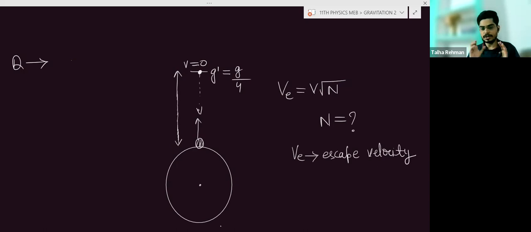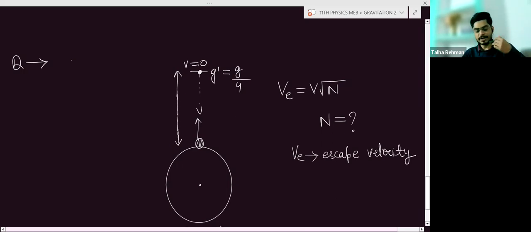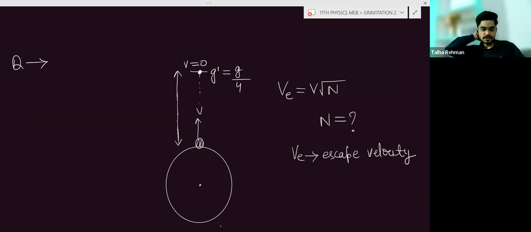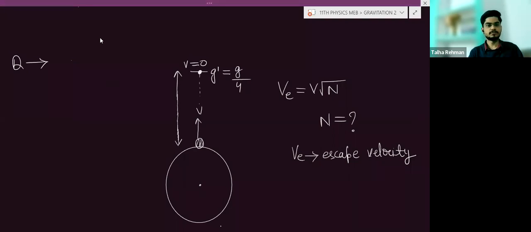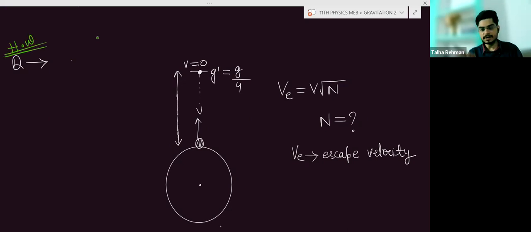So you have to think about it, then you can solve this question. And I am giving the hint, you have to apply the conservation of mechanical energy and the concept of the escape velocity. This is the question where you have to combine both the concepts of escape velocity and conservation of mechanical energy. So this is your homework. And in the next class, we will discuss the satellite motion and Kepler laws, and we will finish this chapter.